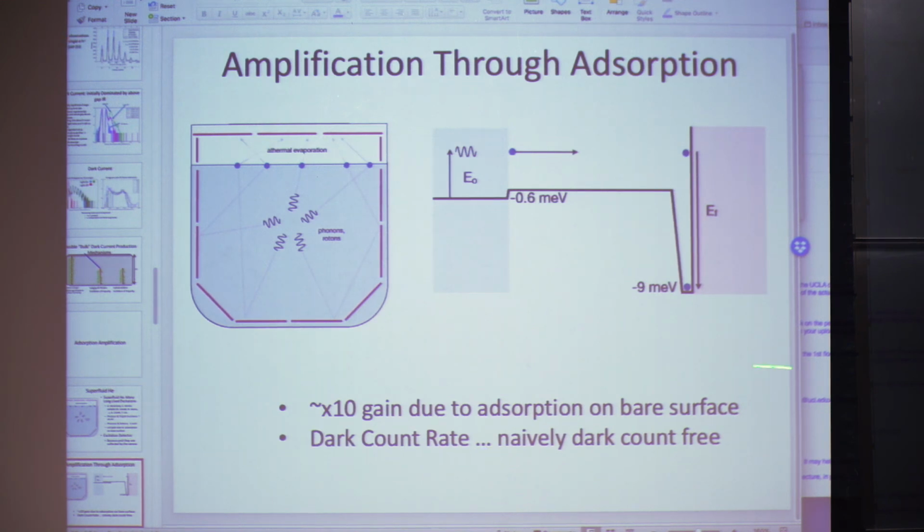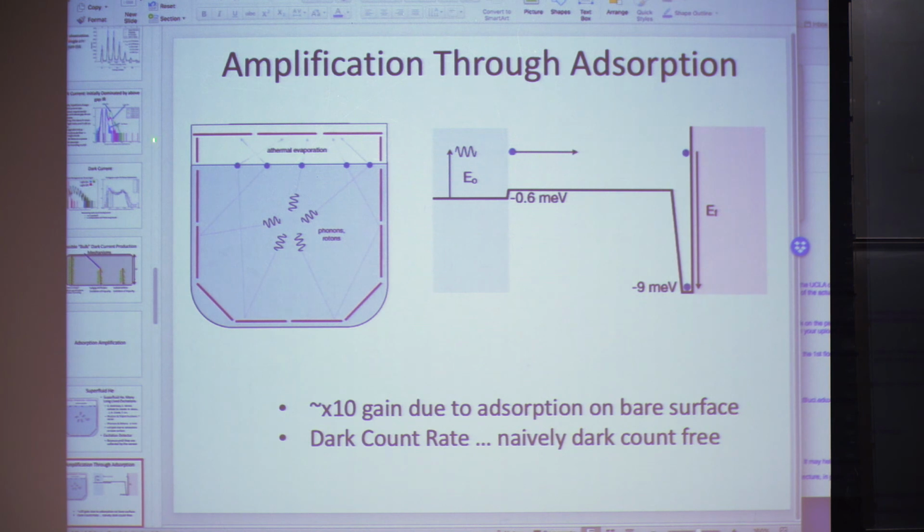Well, here are the energy levels for my system. My roton is something like a milli-eV scale. For it to get out of the superfluid helium takes about 0.6 milli-eV, so it has to be above that. But if it has an energy above 0.6 milli-eV, it can eject a helium atom. The helium atom will fly across.